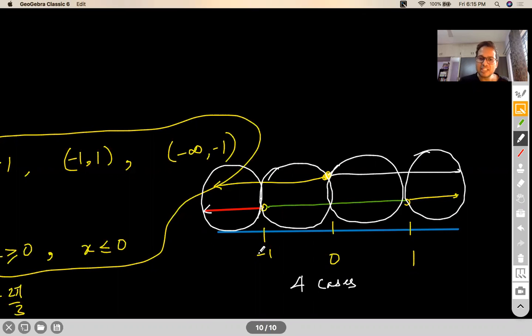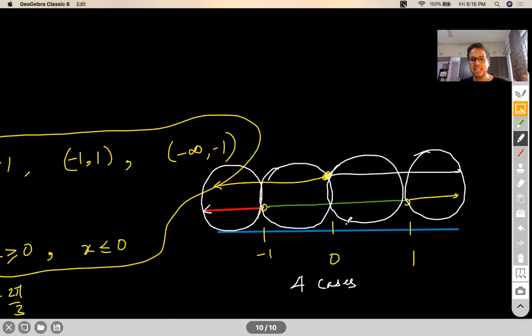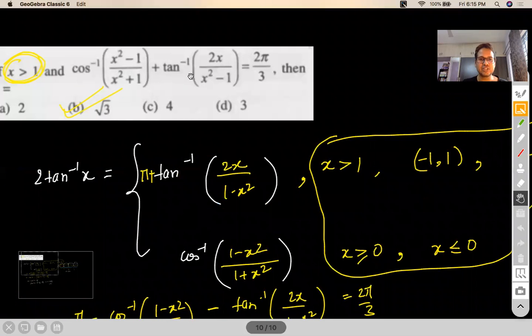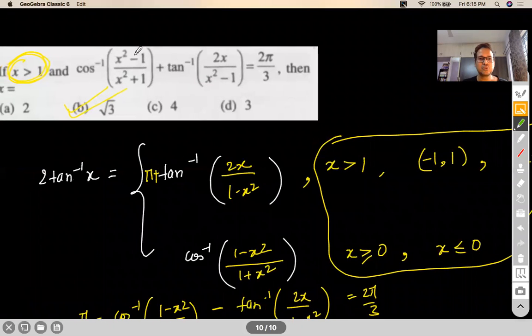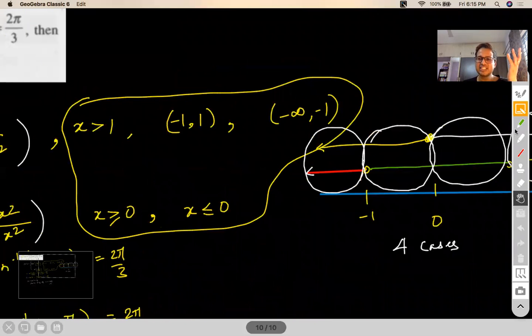One will be from -infinity to -1. In that, you have to redefine both the functions in terms of 2 tan inverse. That you know how to do it. You already have the formulas with you. In -1 to 0, you have to redefine the function. In 0 to 1, you have to redefine both the functions. In 1 to infinity, you have to redefine both the functions. So these two gentlemen that you see on your screen, they will be redefined for these 4 cases.